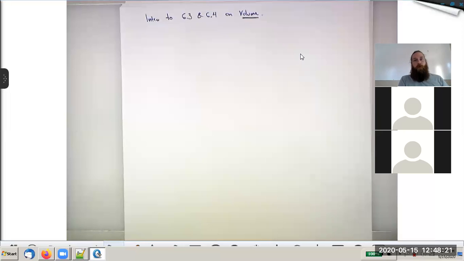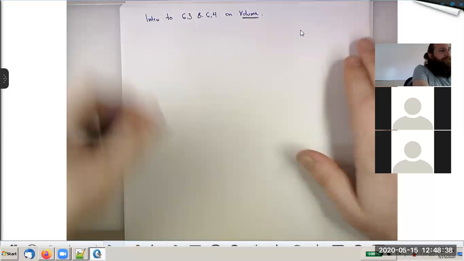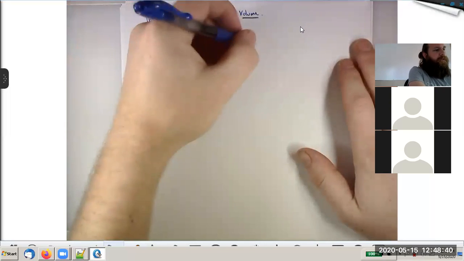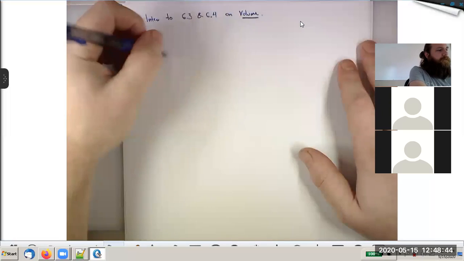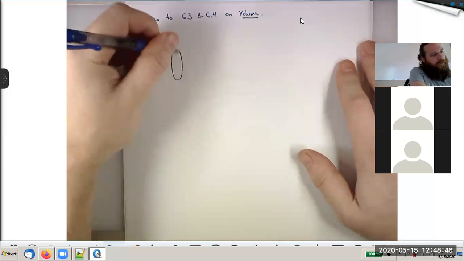We want to be able to find volumes using integrals, but we don't have integrals that can handle multiple dimensions. Our integrals are really one-dimensional integrals. It's just a dx there, not a dx times dy or dx times dz. So the way we get around this is by thinking of some solid as being made up of little slices. So imagine I have a little cylinder here, right?